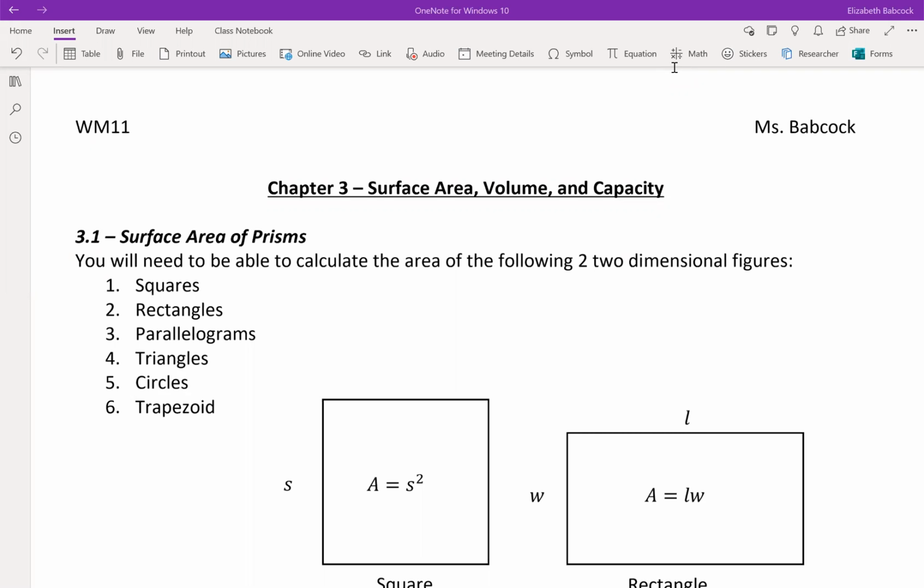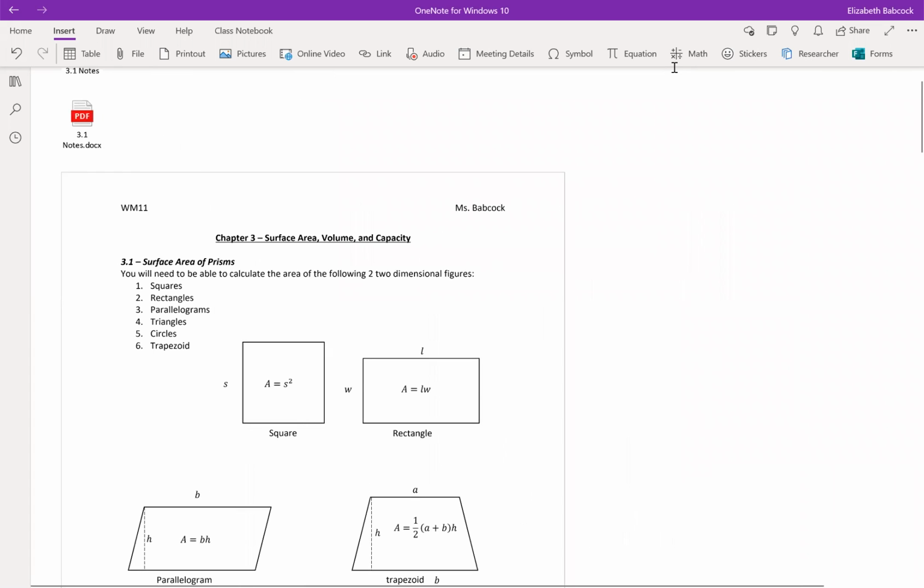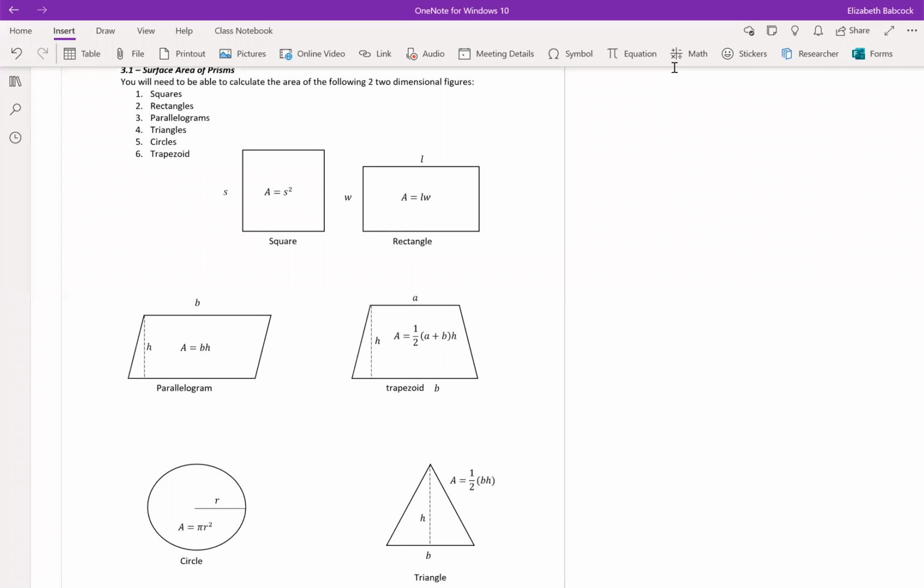However, to be able to calculate the surface area of prisms, you will need the following two-dimensional shapes. So we have squares, rectangles, parallelograms, triangles, circles, and trapezoids. Okay, so that we are looking at all of these different formulas and relationships and how to use each one. This is just on your front page so that it's there for you to reference as you're going through. Note that you also have your formula sheet that is in the pink bin as well.